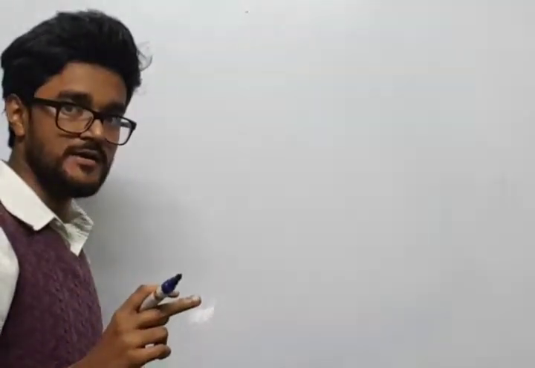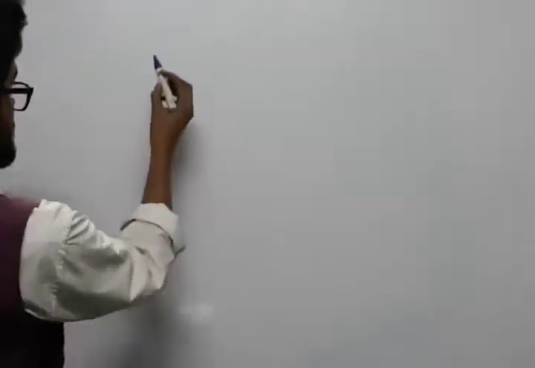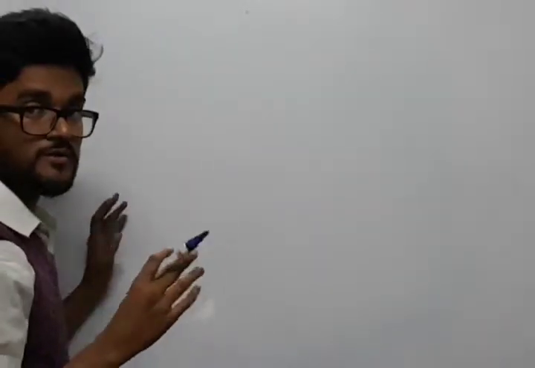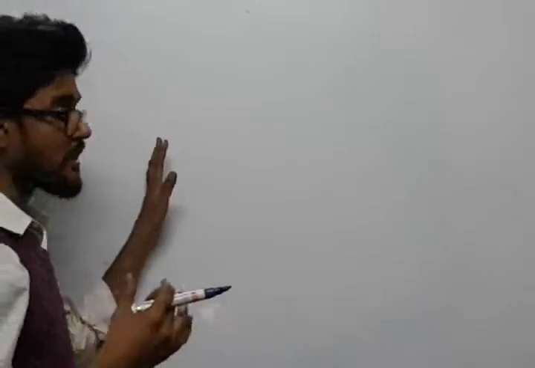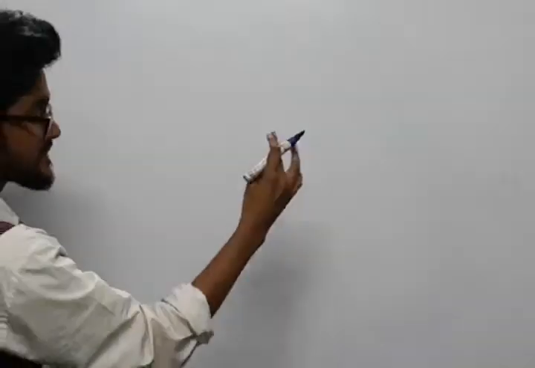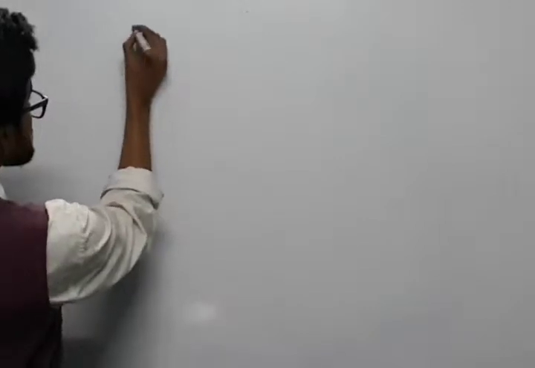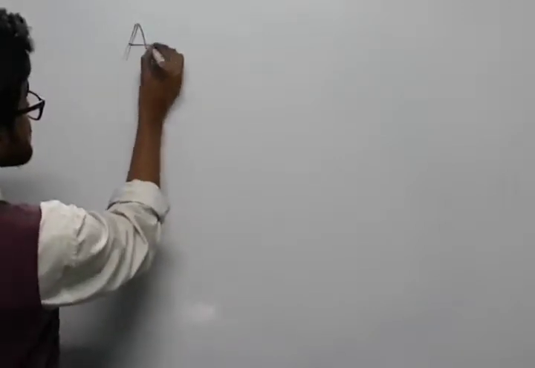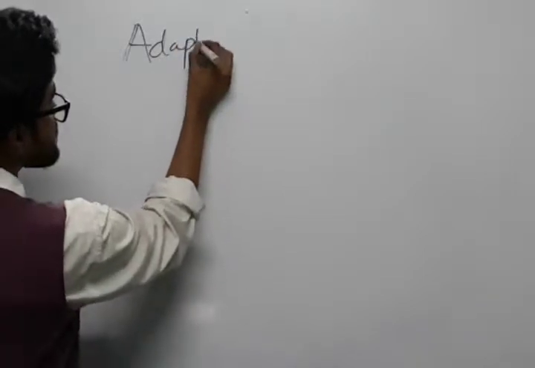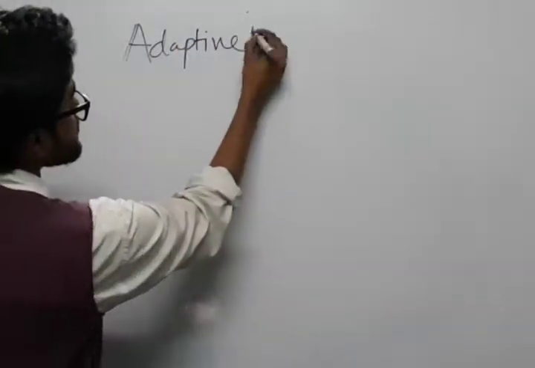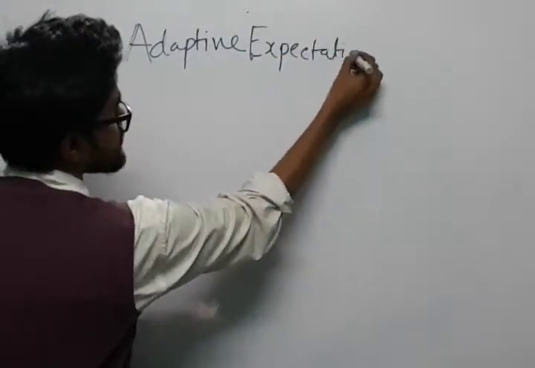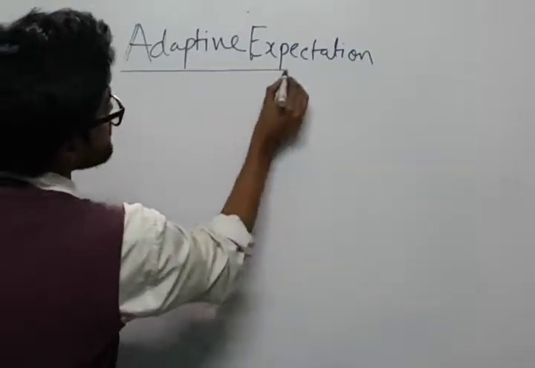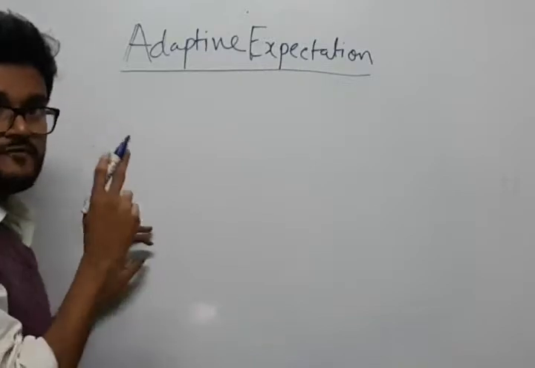In today's lecture, we'll talk about adaptive expectation and inflation inertia. In the earlier video, we talked about the basics of Phillips curve, how do we derive Phillips equation. In this video, we'll talk about the expectation aspect of Phillips curve. That is, in this video, we'll talk about adaptive expectation.